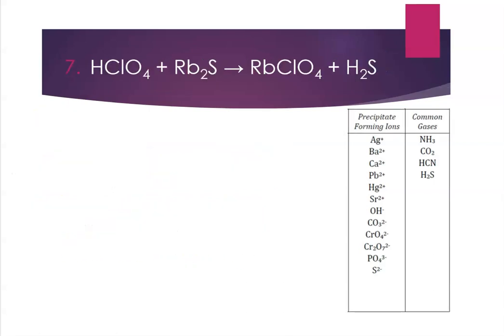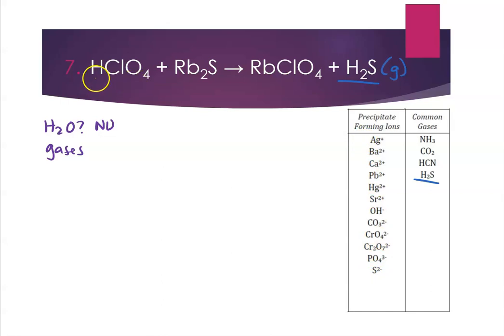So here I check to see, did I make any H2O? I did not. Did I make any gases? I did. H2S is a gas, so I'll put a G behind it. All right, and then just to double check, RbClO4 is not any precipitate forming ion, so that's all I got.